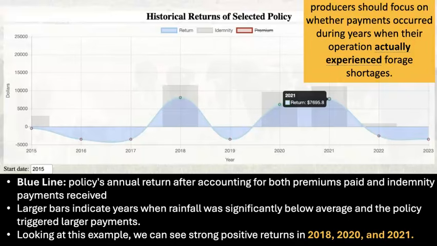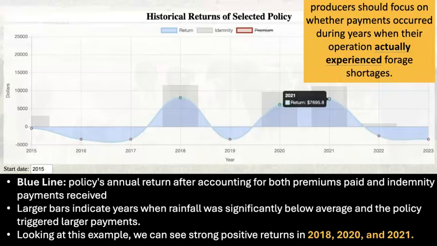The blue line represents the policy's annual return after accounting for both premiums paid and any indemnity payments received. When the line is above zero, the policy generated more in indemnities than it cost in premium. When the line falls below zero, the producer paid more in premium than they received back. The gray bars represent indemnity payments.